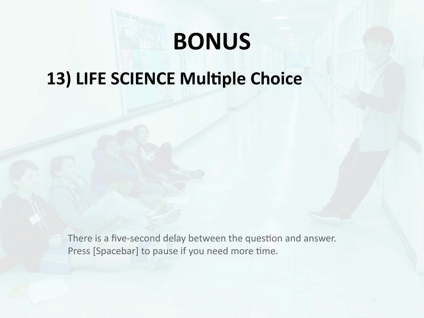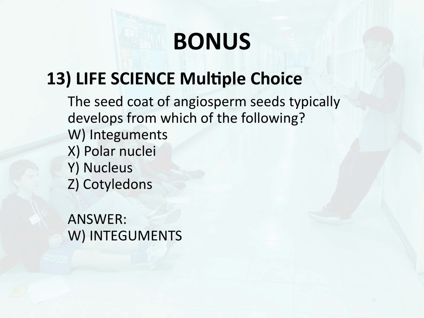Bonus 13. Life science. Multiple choice. The seed coat of angiosperm seeds typically develops from which of the following? W: Integuments. X: Polar nuclei. Y: Nucleus. Z: Cotyledons. Answer: W. Integuments.